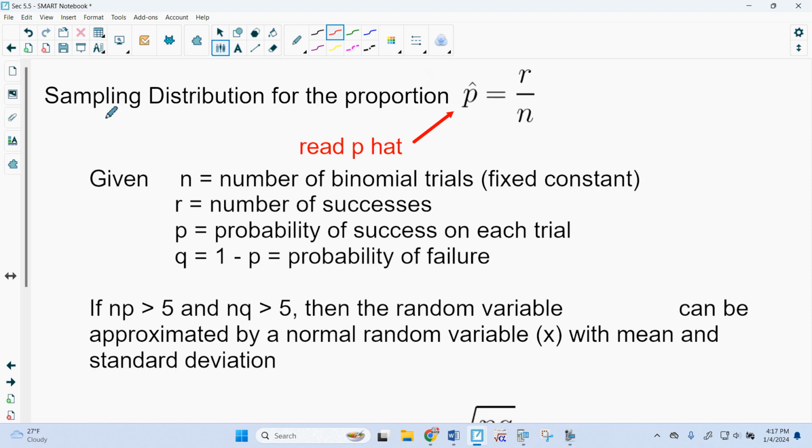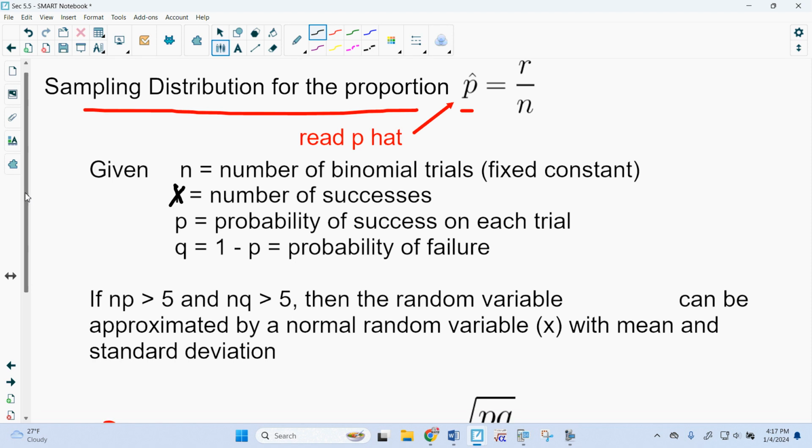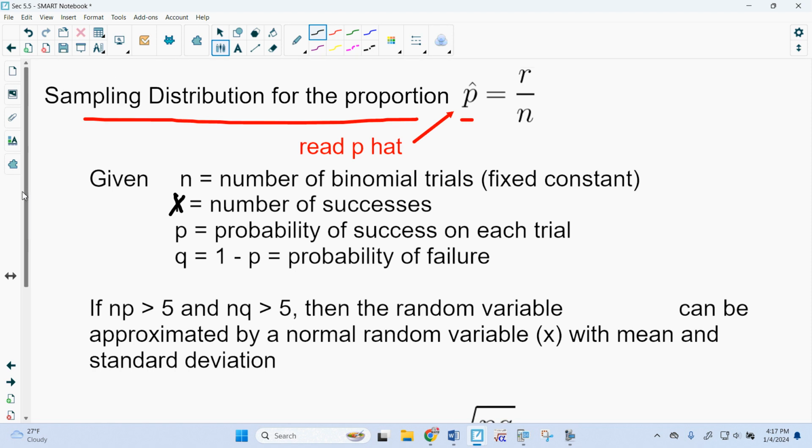First off, our sample proportion, what we get from our sample, is p hat, and that is your number of successes over your total number. And remember, n is your number of trials. r, or sometimes we use x, is our number of successes. p is our probability. q is 1 minus p.